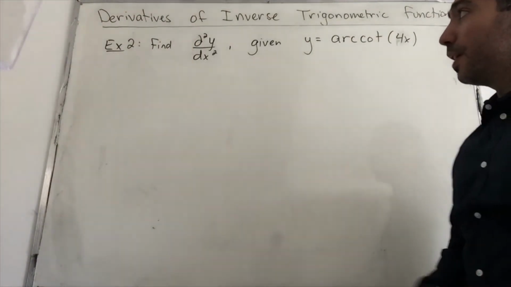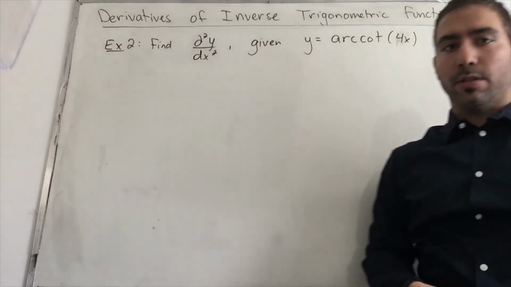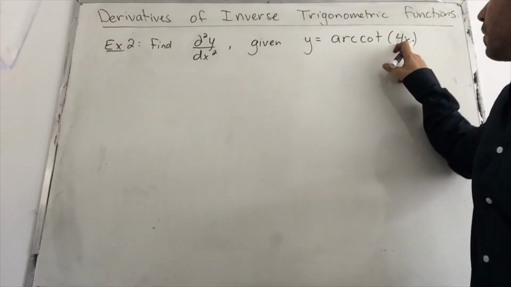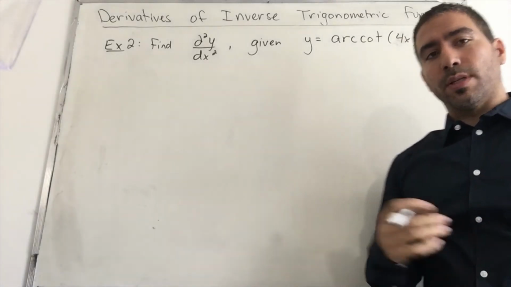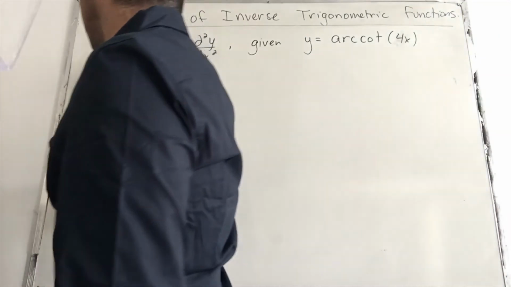So in this example over here, they're asking us to find the second derivative given the function y equals arccotangent of 4x. So pause the video, try this on your own. Let's go ahead and do this. Let's start off by finding the first derivative. So dy dx.